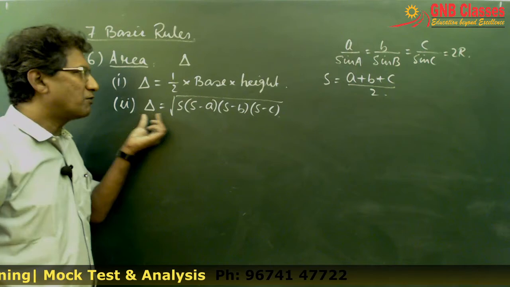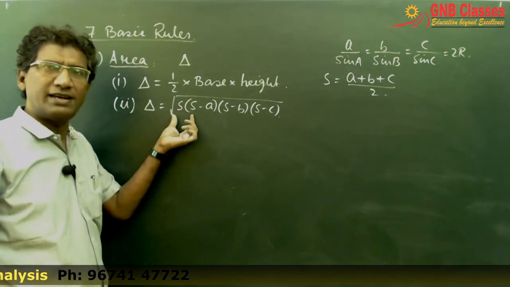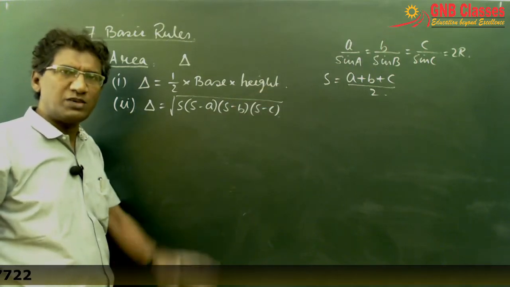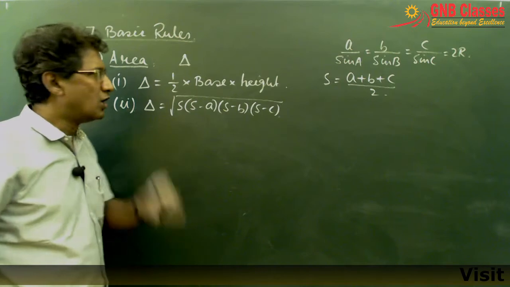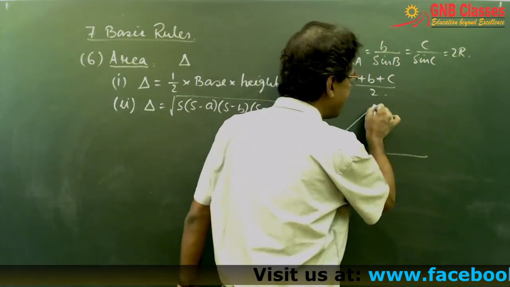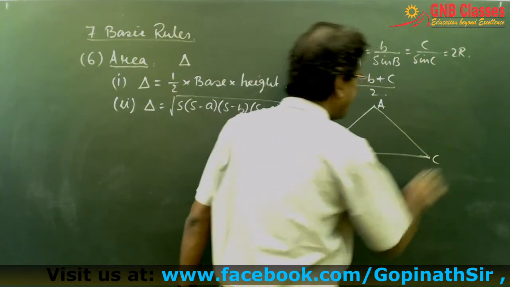So from Heron's formula we can write the area of the triangle as under root s(s−a)(s−b)(s−c), where s is the semi-perimeter, which is (a+b+c)/2. Now, let us try to find out the other formulae for finding the area.